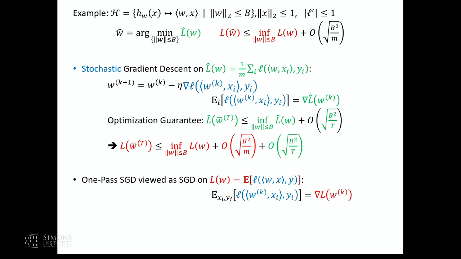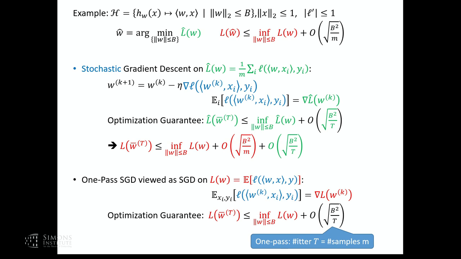So we no longer need the uniform convergence guarantee. I'm hoping that this is not very new to most of you, but I still want to go through this carefully. We get directly from the optimization guarantee the suboptimality on the population loss, which is exactly what we wanted. And the suboptimality is square root of b squared over t. The thing is that this works only if we use each point only once, because we need independent samples at each iteration.